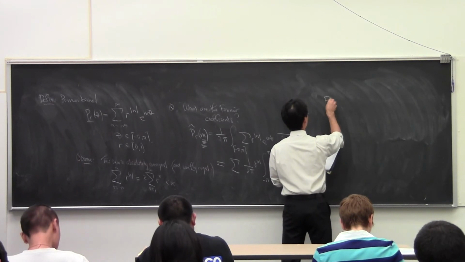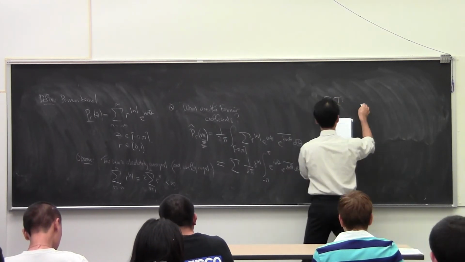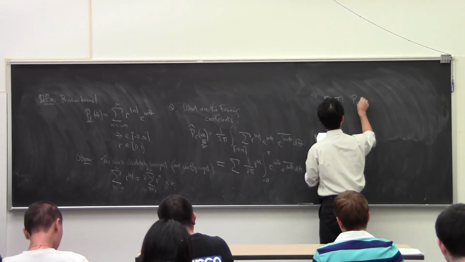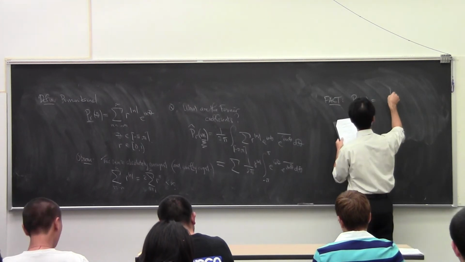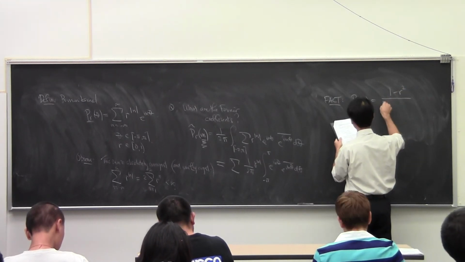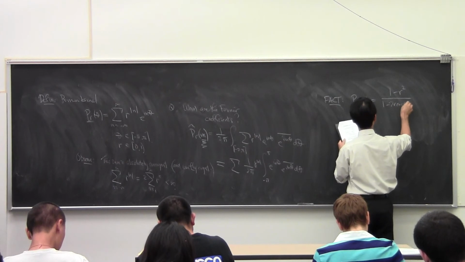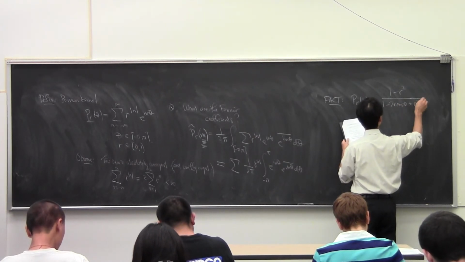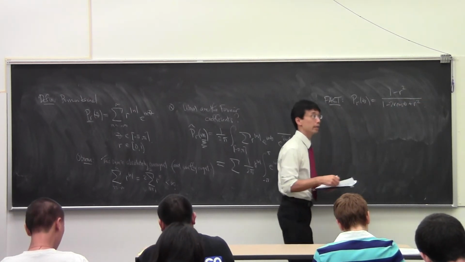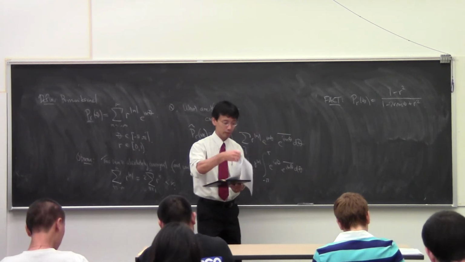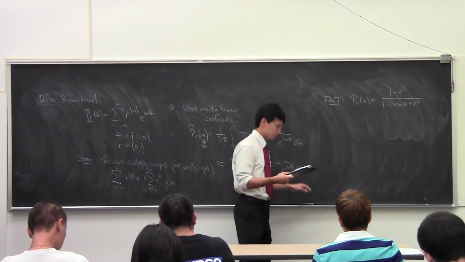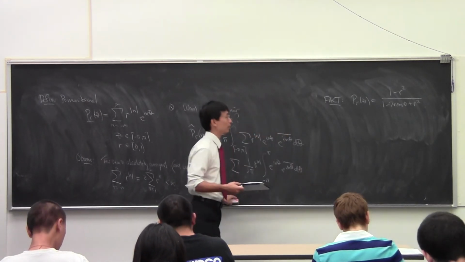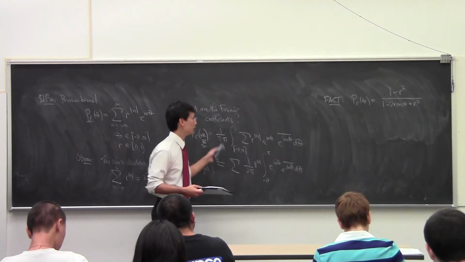Okay. There's another fact. The closed form of the Poisson kernel, 1 minus r squared over 1 minus 2r cosine theta plus r squared. And again, it's sort of done along the same way. So I'll leave that to you to read.